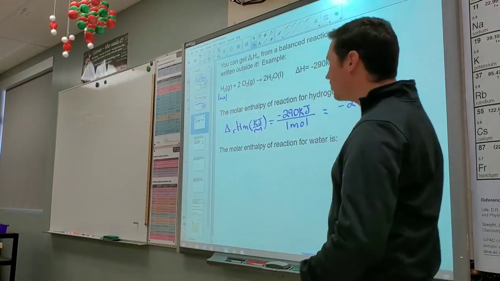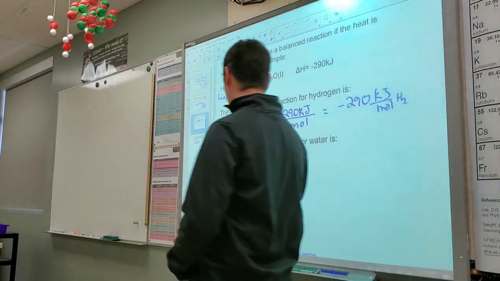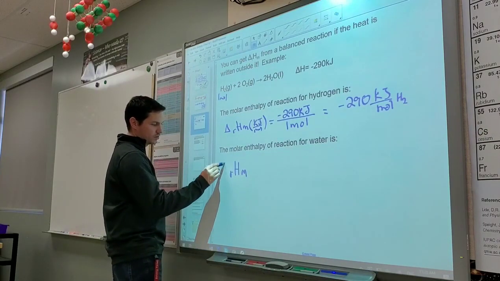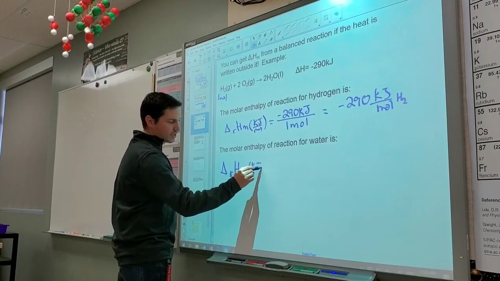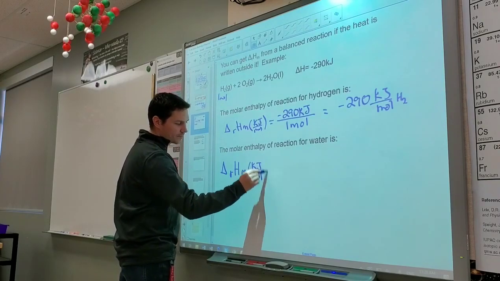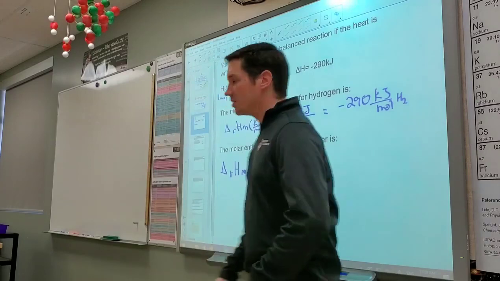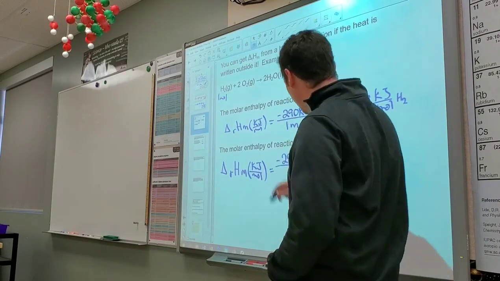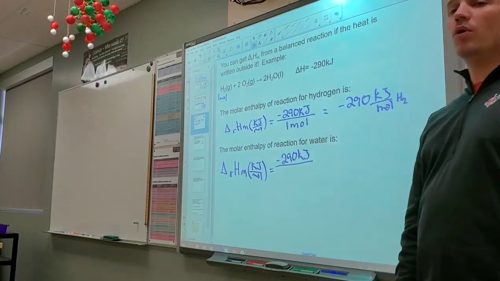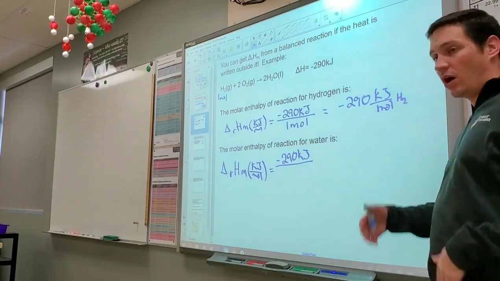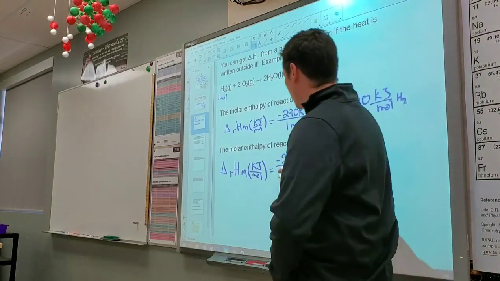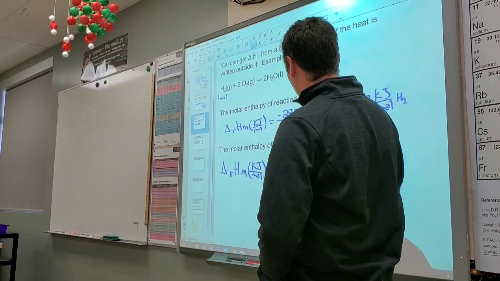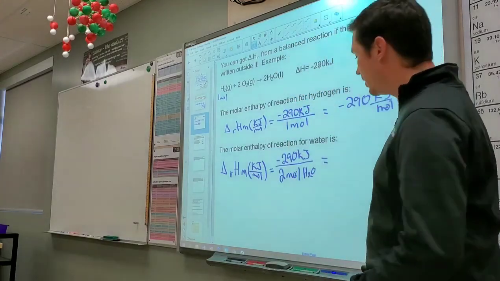What about the molar enthalpy of reaction for water? It's kilojoules per mole. So we still have 290 kilojoules being released. How many moles of water are reacting here, or are in the reaction? 2. So 2 moles of water, right? So let's take 290 and divide by 2.